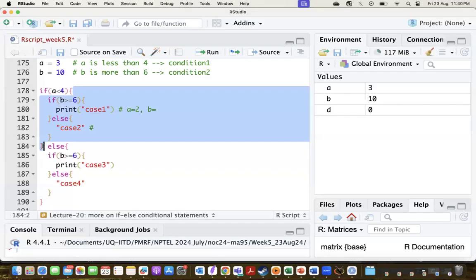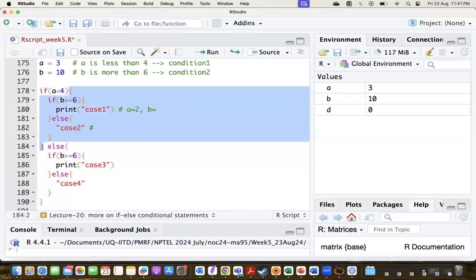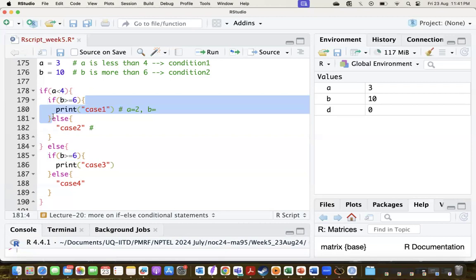So we get inside this chunk. We forget this chunk entirely. The else chunk is forgotten. We are straight away inside this chunk. Now, when we are inside this chunk, our cursor comes here and it takes the second case. It says if b is greater than equal to 6. So that is true, right? Because b is 10, so it is greater than equal to 6. So we get inside this chunk right here, and it prints case 1.